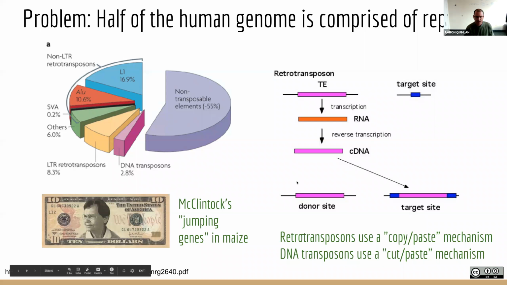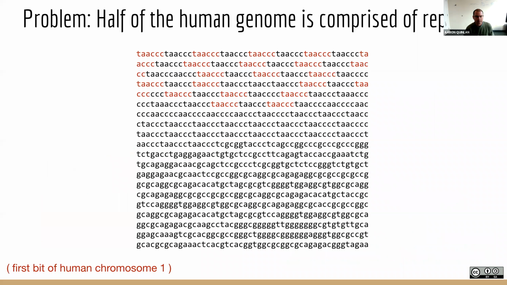If you can answer that and figure that out, that's a pretty huge advance. Okay, so half of the genome is comprised of repeats. Really, what does this look like? Well, here's just a little tidbit, a snippet of human chromosome 1.